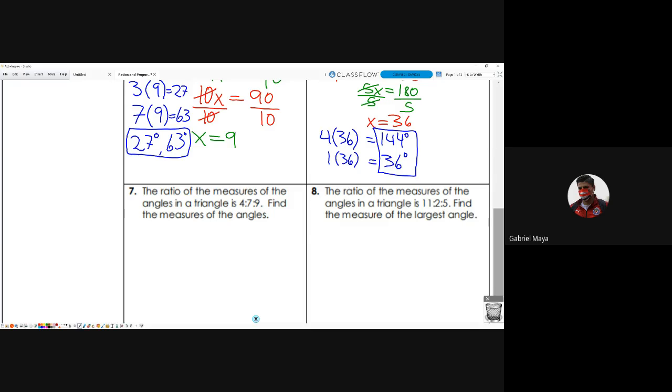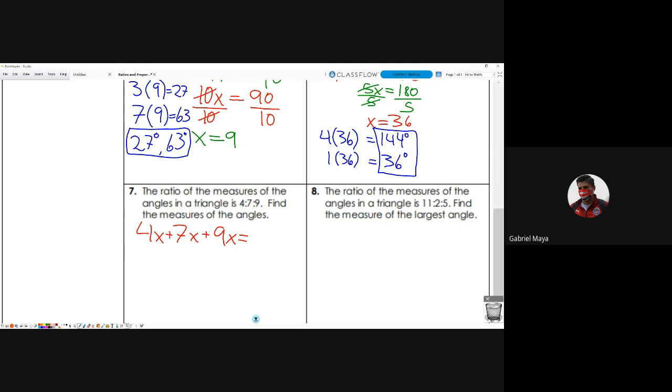All right. So let's see, number 7. Let's start off with this one. I started off with green. Let's start off with green as well. Now let's start off with red. The ratio of the measures of the angles in a triangle is 4 to 7 to 9. Find the measures of the angles. So what can we do? You have 4 to 7 to 9, so you're going to do 4x plus 7x plus 9x.